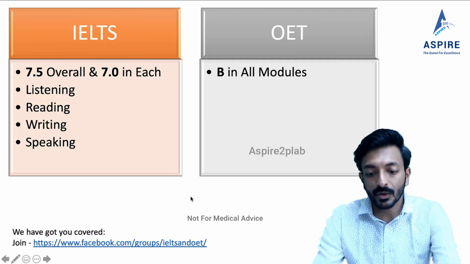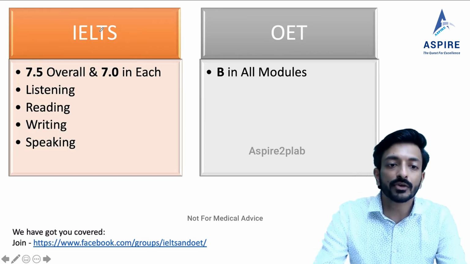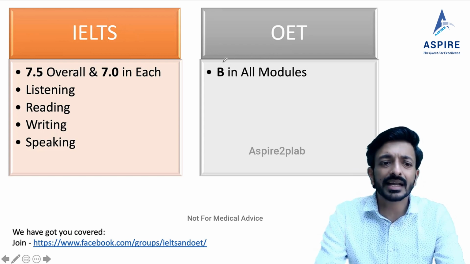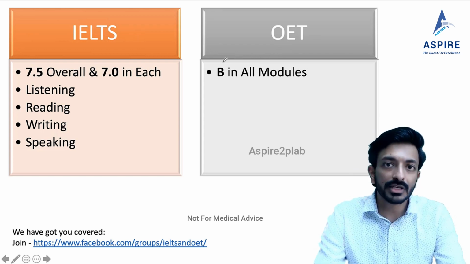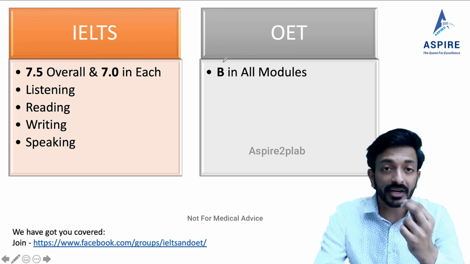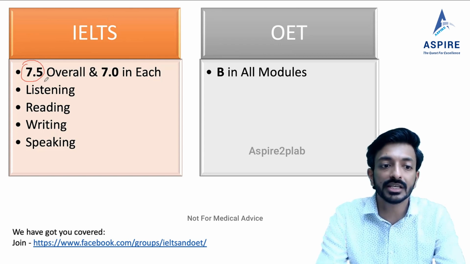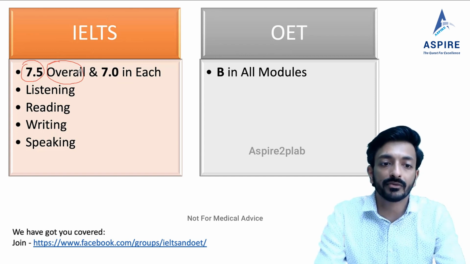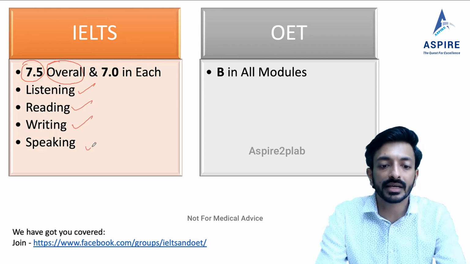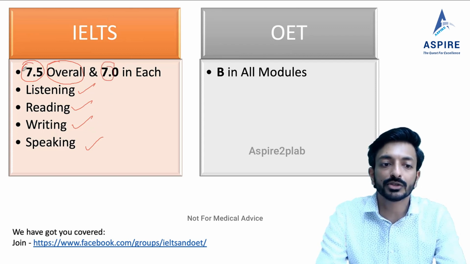So first of all, we have IELTS and OET. Let's discuss how many bands you need to clear it. If you are taking IELTS, you have to have an overall 7.5 and 7 in each module. So that is the requirement for IELTS: 7 in each of listening, reading, writing and speaking. All these four domains you have to clear with 7 each, and overall it should be 7.5.